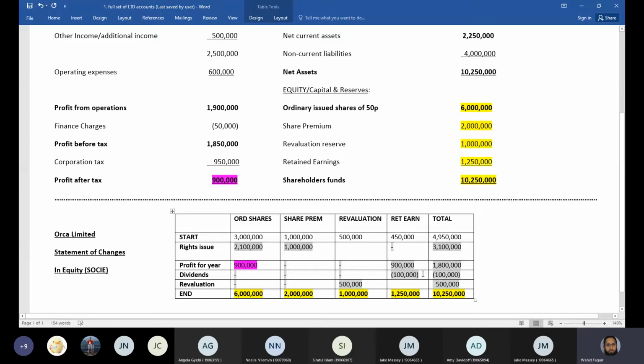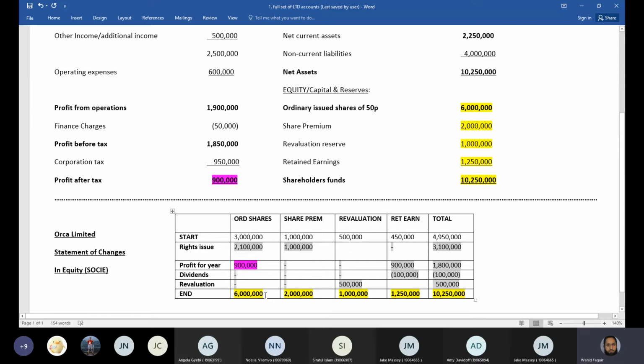We've got dividends. So in the column for retained earnings, we had retained earnings at the start of 450. We generated 0.9 million, but then we paid out in dividends. So anything that happened to retained earnings after profit after tax, we would adjust there. We end up with 1.25. Of course, that figure you can see there, retained earnings 1.25 million. And then we add across all the figures, add across, and then add down.